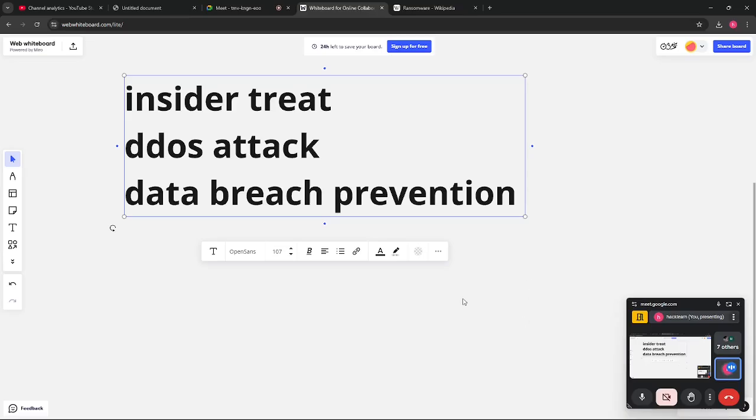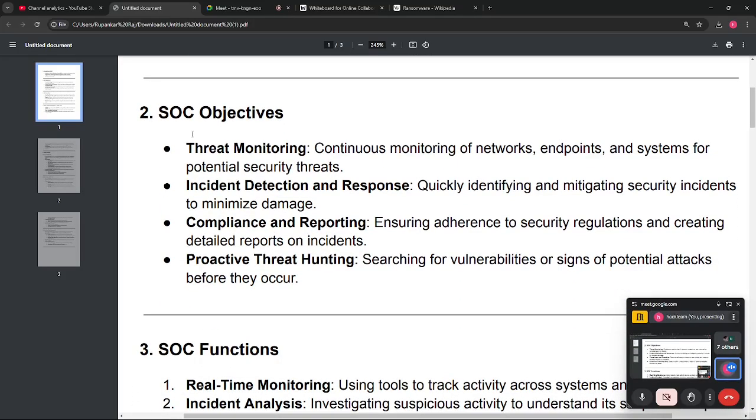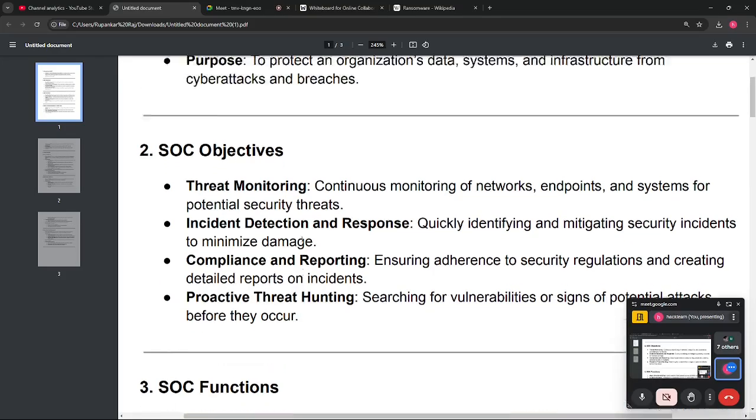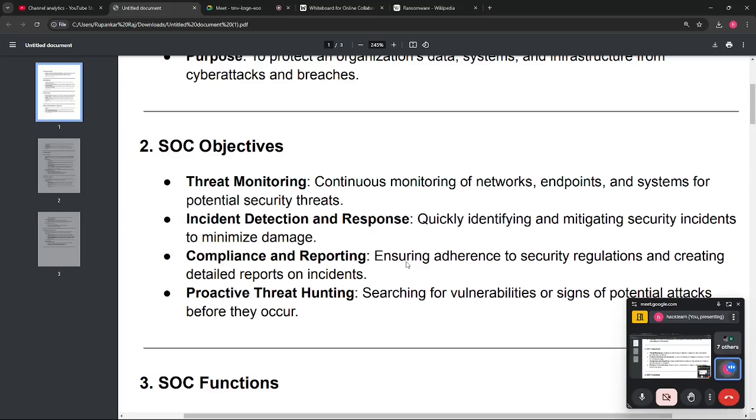Let me switch to the slide. So these are the very basic objectives of the SOC, like why SOC is responsible, and after that we have some other things, like what the objectives are.